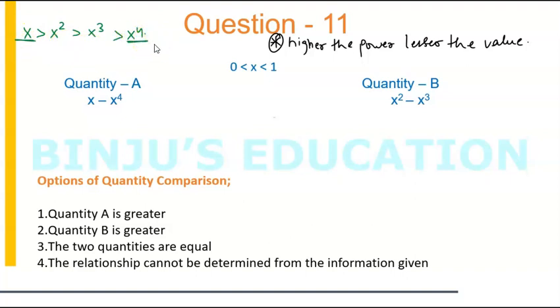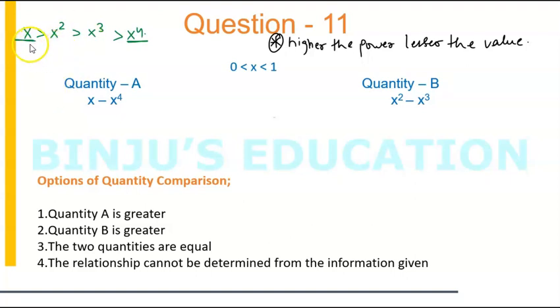So you have the highest number and from that you are subtracting the lowest number. And in quantity B, you are doing x square minus x cube. That is, you have a smaller number which you are subtracting from the second smallest number. Now we know that subtraction is all about taking the difference.